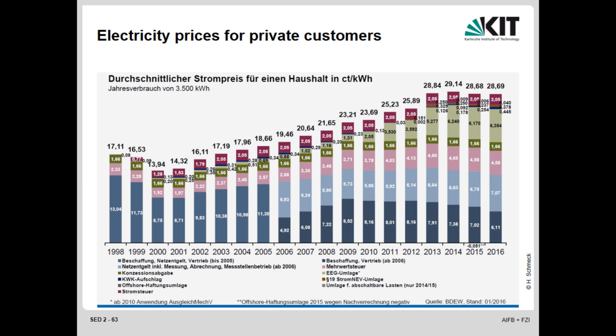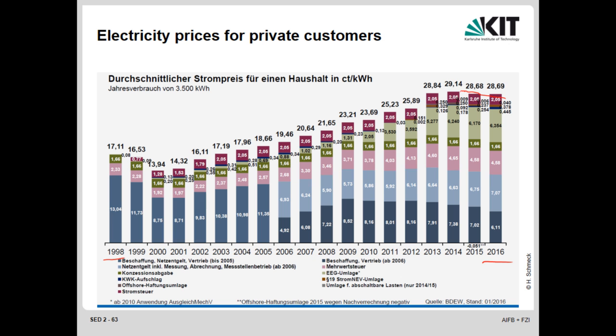Okay, I wanted to tell you something about the development of electricity prices for the different customers. So this is the average power price for a household in cent per kilowatt hour. You see that for a period from 1998 to 2016, to this year. Here actually you see something which is contradicting what I just said, that we assume the price is increasing. Here we see a slight decrease in prices from 29.14 down to 28.69.